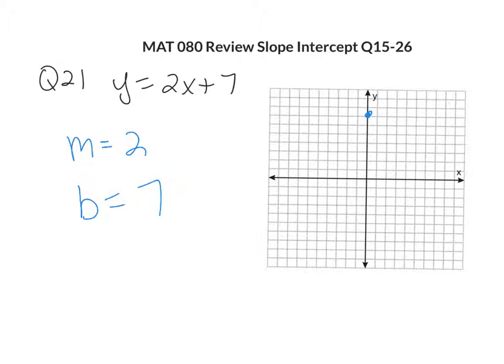We really like our slopes to be fractions, so I can write any whole number over 1. The top number says how many to rise, and the bottom number how many to run. So I'm going to rise 2, so I'm going to go up 2, 1, 2, and over 1. I'm going to go to the right because it's positive. If it was negative, I would turn to the left. And then I would connect my points.